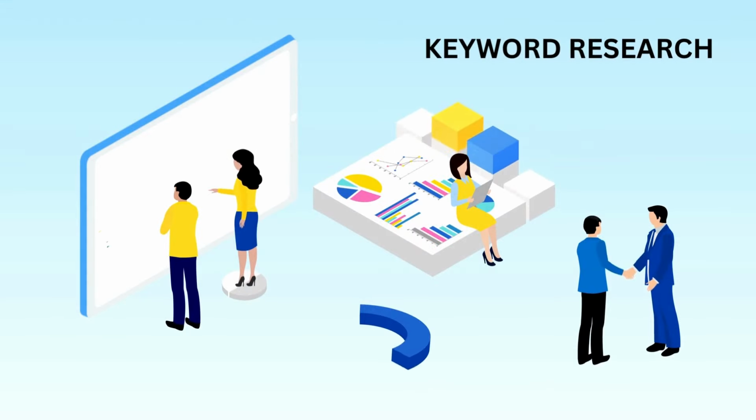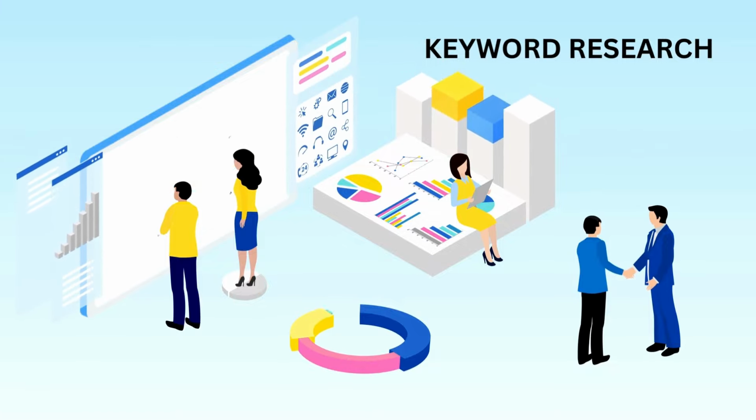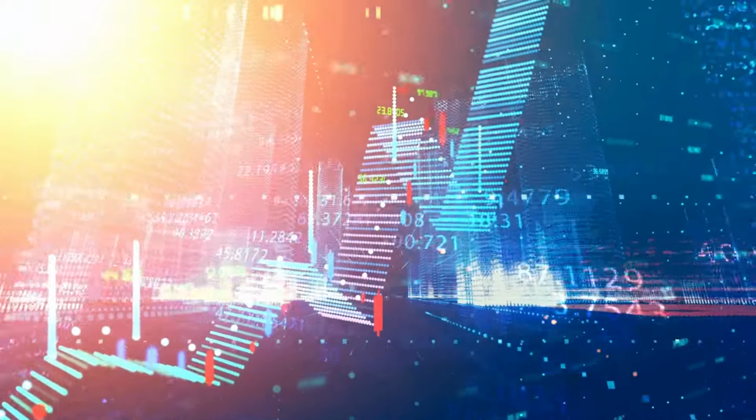1. Keyword research. It involves finding the right keywords that your target audience is searching for. These keywords should be relevant to your content and have a decent search volume.